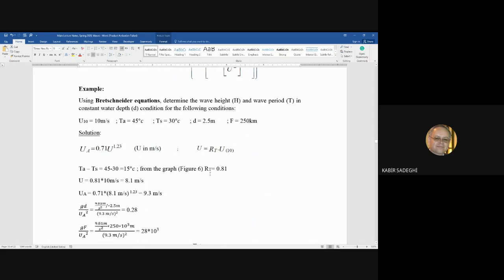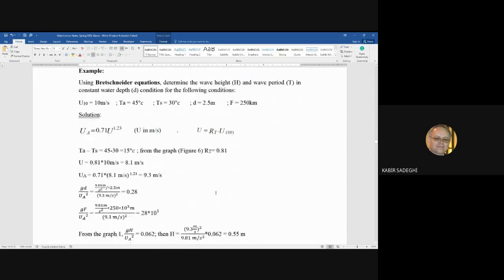Let's see the solution. For the solution, first, we should calculate U by applying the value of U10 that's given here. When we find U, we apply it in the formula of UA and we find UA. And then we go to the equation of Bretschneider and apply everywhere.